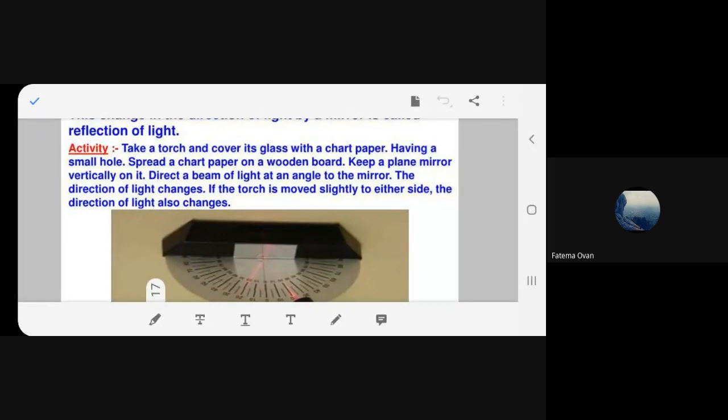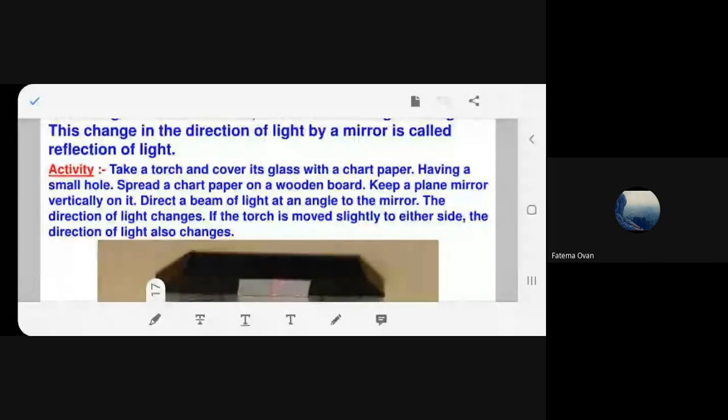Understood this activity? Yes, ma'am. Question? If you want to ask me any question, you can. No, ma'am. Okay.